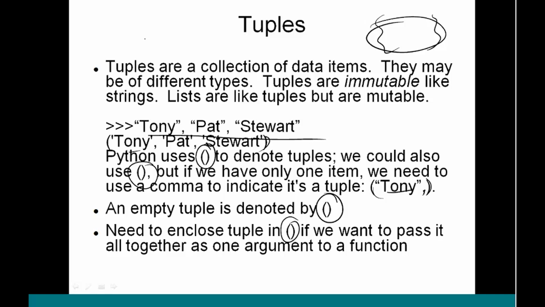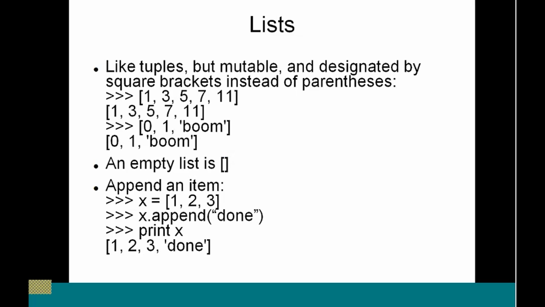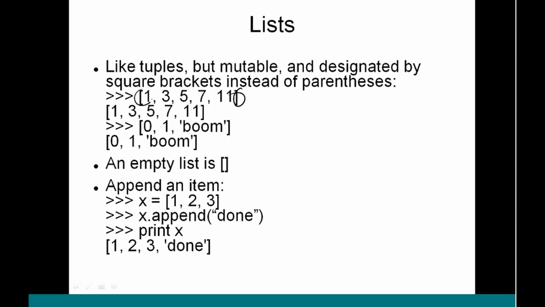That's pretty much it on the tuple. Now the lists. Lists are like tuples. The only difference is that they are mutable, which means that you can actually change that data structure, and they are denoted by square brackets instead of the parentheses.